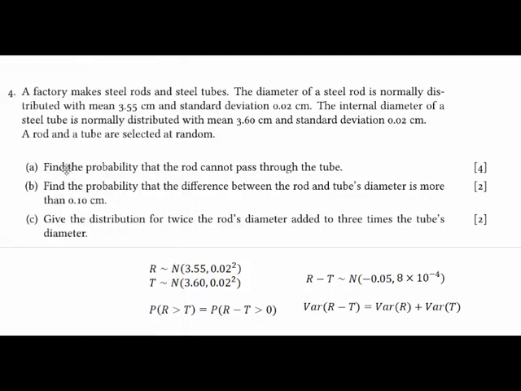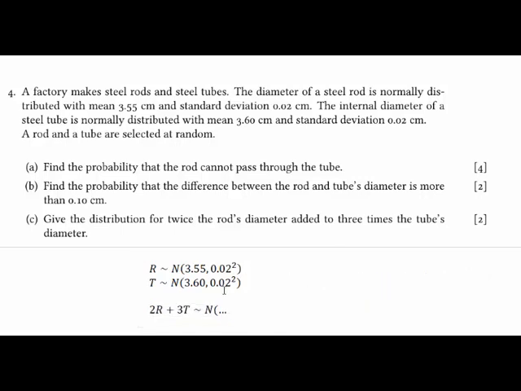Question B is just the same as question A. We just answer the question, the probability that r minus t is 0.1, simple. Then it just says, give the distribution for twice the rod's diameter added to 3 times the tube's diameter, easy. So that is saying 2r plus 3t is distributed in what way? Well, it's going to be a normal distribution, because anything based on normal distributions stays as a normal distribution. 2r plus 3t, because expectation is always simple. We just say 2 times 3.55 plus 3 times 3.6, easy.